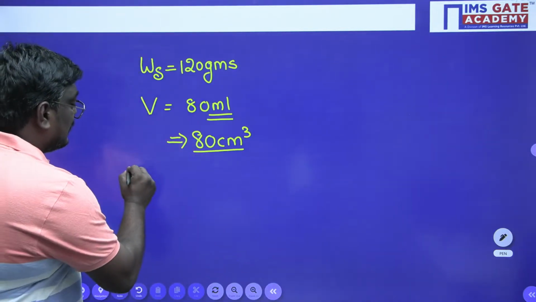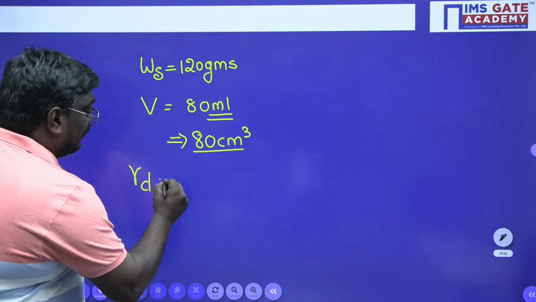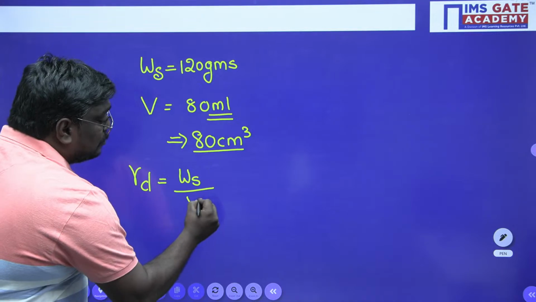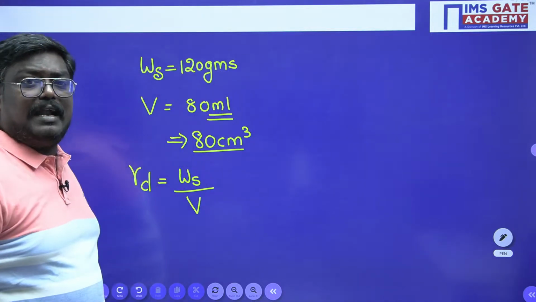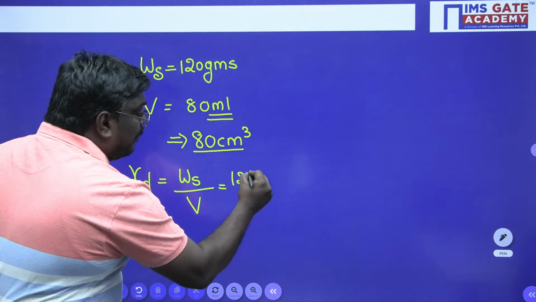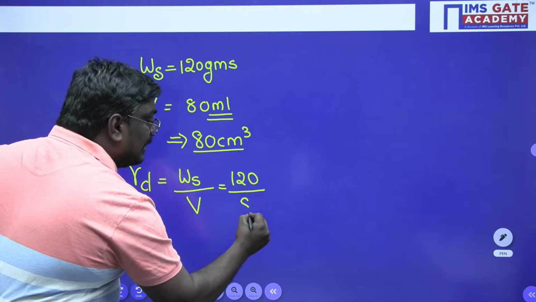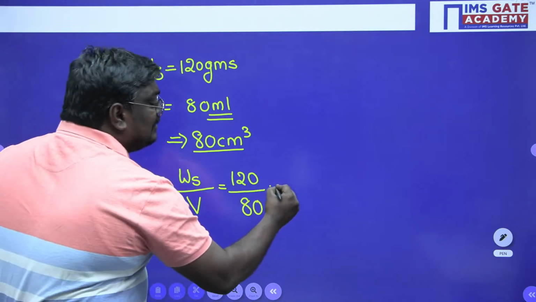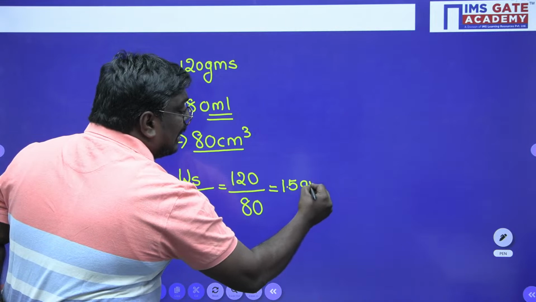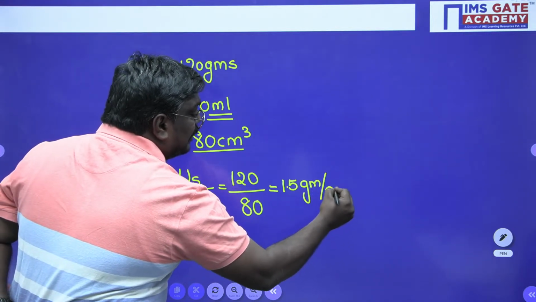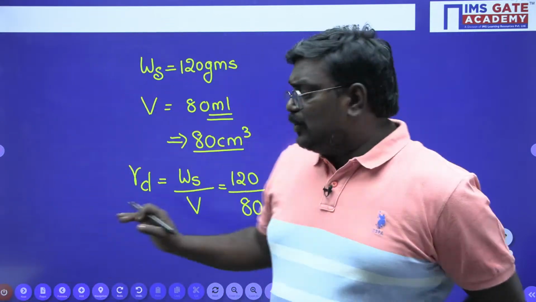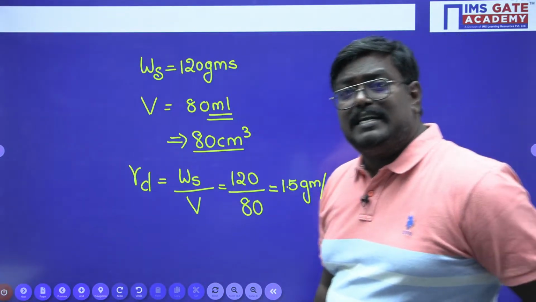Now here the dry unit weight is given by the formula weight of soil upon total volume. So what is the weight of soil, my dear students? Weight of soil is nothing but 120 upon total volume, which is 80, and this value is 1.5 gram per centimeter cube. Some people will show it as GCC, or you can write it as 1.5 gram per centimeter cube.